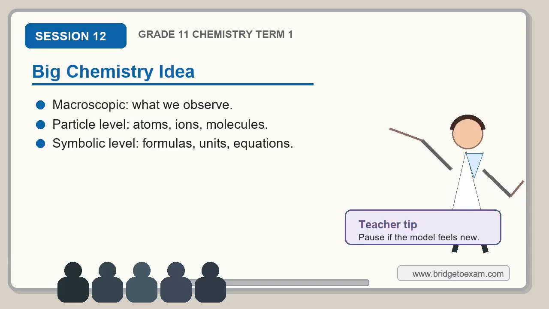First, keep the three chemistry levels together. Electron configuration describes how electrons are arranged in energy levels and sublevels. For grade 11 chemistry, the most important practical idea is valence electrons, the outer electrons that participate most directly in bonding and chemical reactivity. When you feel stuck, ask, what did I observe? What are the particles doing? And what symbol or calculation represents it?